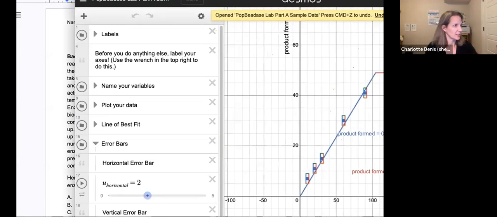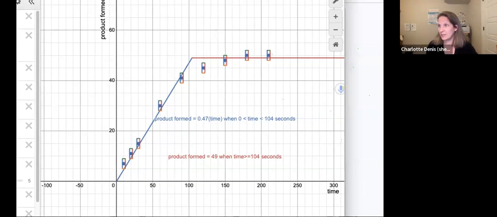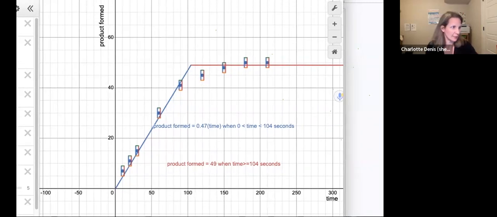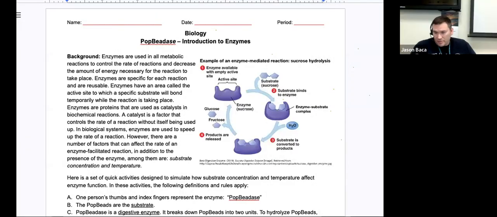So here's what the results look like in Desmos for part A, right? This is a good opportunity for them to practice with Desmos with one of the two-phase graphs that they will get when they do their enzyme lab. So it's a good opportunity for additional Desmos practice. And as I mentioned, there's a lot of them to pop at the beginning, so the rate is very quick, and then all of a sudden they have nothing left and it flattens out and goes horizontal.